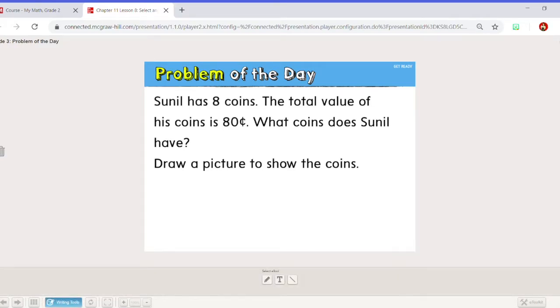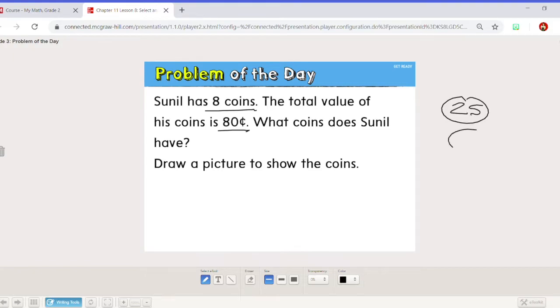Sunil has 8 coins. The total value of his coins is 80 cents. What coins does Sunil have? Draw a picture to show the coins. Well, we're going to go in and we're going to look for important information. I see some of the important information is that he has 8 coins and that the total value is 80 cents. What coins does he have?